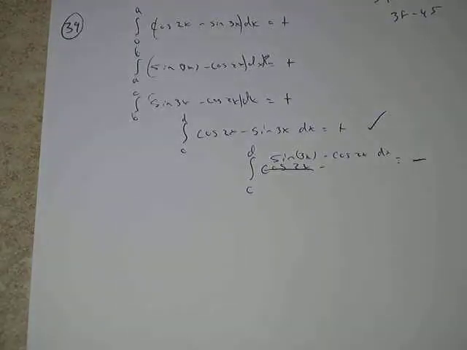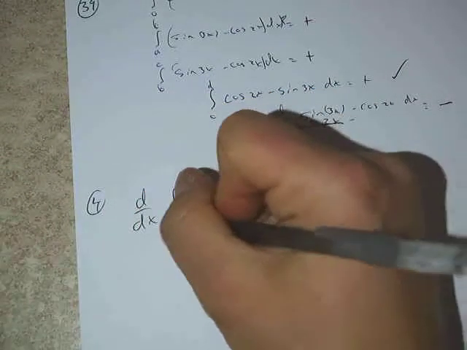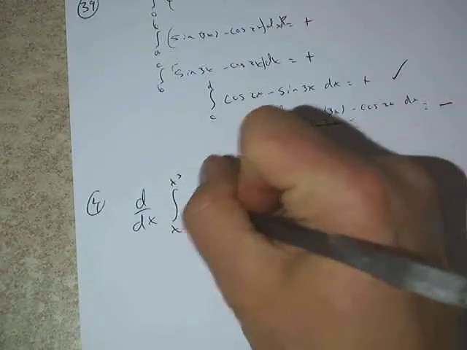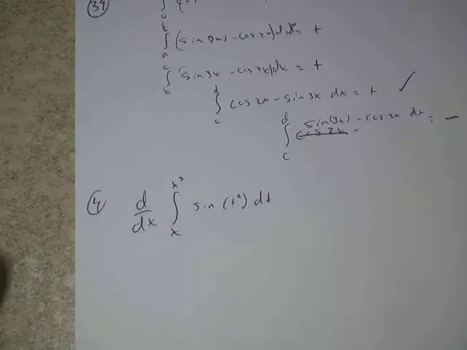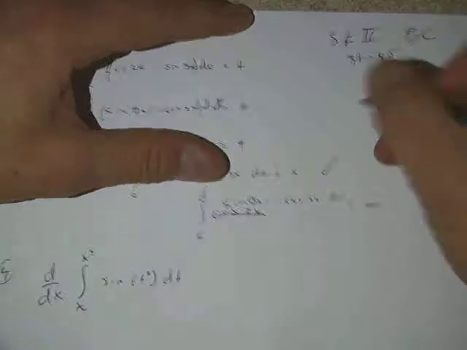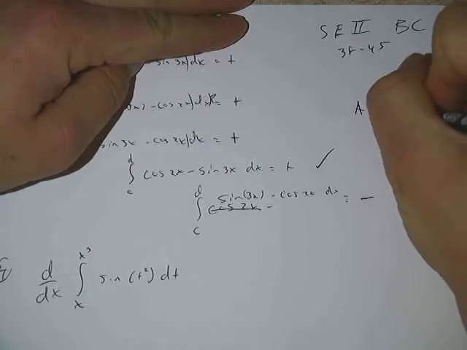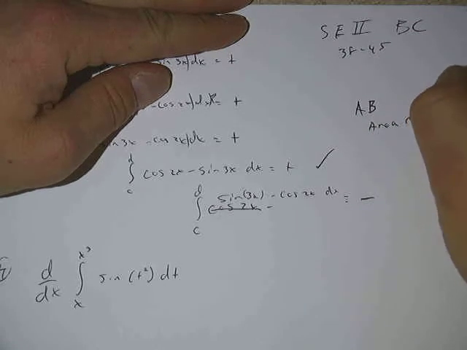Number 42, we have d/dx of the integral from x to x cubed of sine t squared dt. And ultimately, and again, I forgot also this would be an AB problem here. Just area under curve, area between curves.